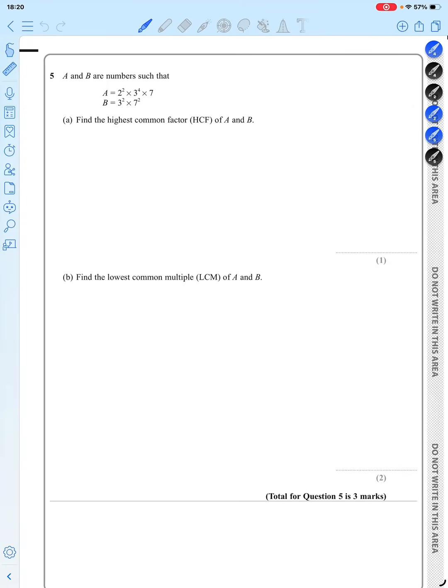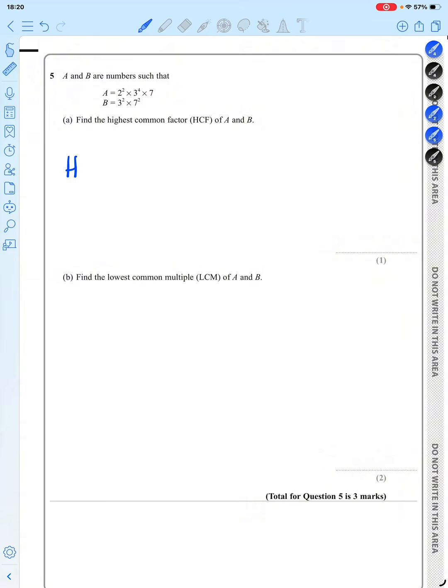Alright guys, this is a 3-mark GCSE question and we need to find the highest common factor and the lowest common multiple. Usually they only give you the number and you need to find the prime factors first and then find the highest common factor and the lowest common multiple. But in this case, they already did the prime decomposition and now we only need to find the highest common factor and the lowest common multiple.